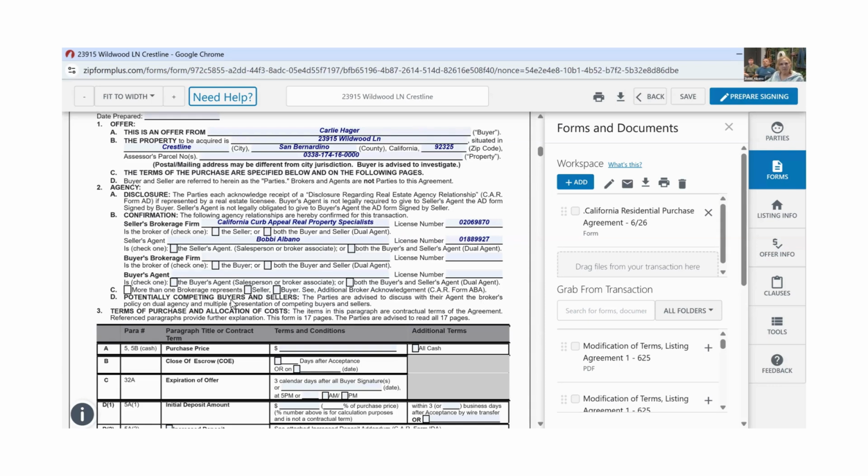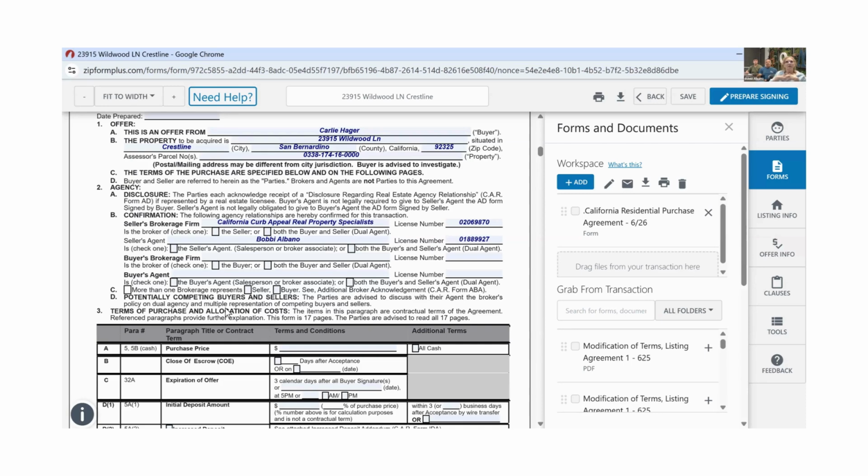All right, potentially competing buyers and sellers. The parties are advised to discuss with their agent the broker's policy on dual agency and multiple representation of competing buyers and sellers. This is new. So this D was not here before. So what they're asking you is to explain your broker's policy on dual agency. So it's kind of putting this responsibility back onto the brokers. So I want to tell you what our policy is on this so you'll know what to say.